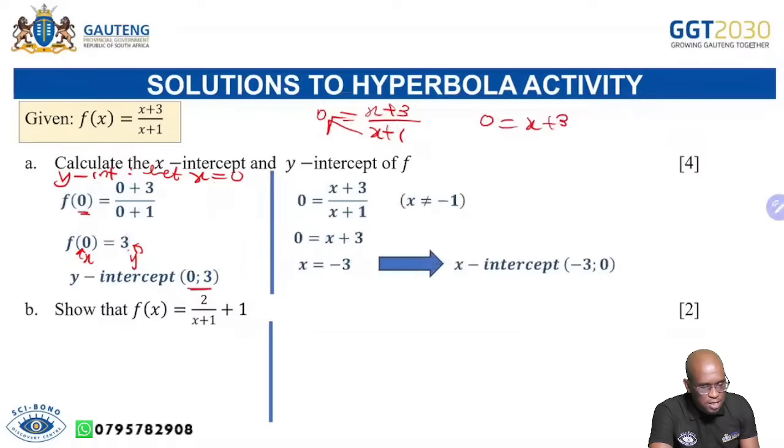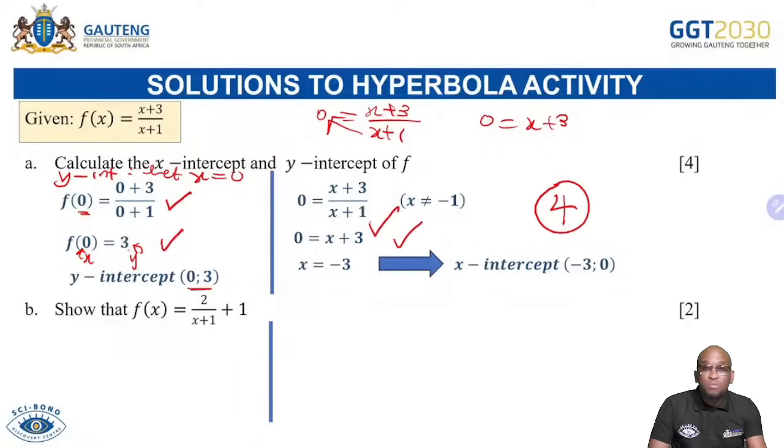How do we mark that? We mark putting x to be 0 there, as well as getting the value 2 marks, and then putting y to be 0 here, or rather simplifying this here and the value of x there, so which means this would be for 4 marks. All right, now let's move on to the second one.